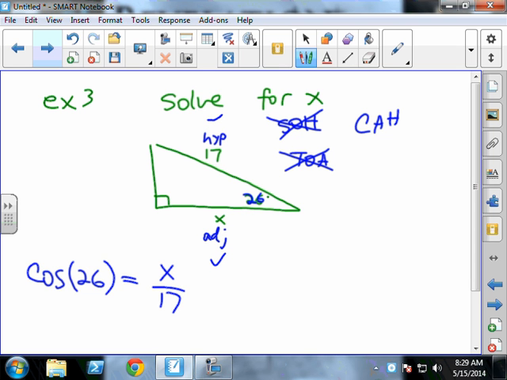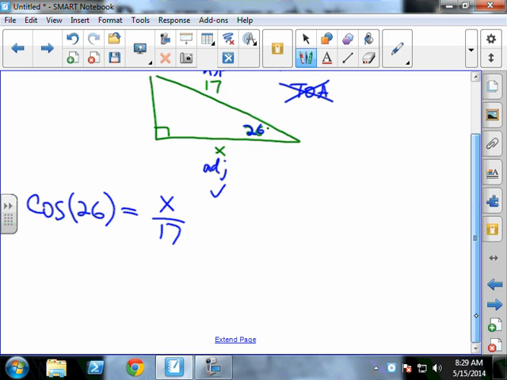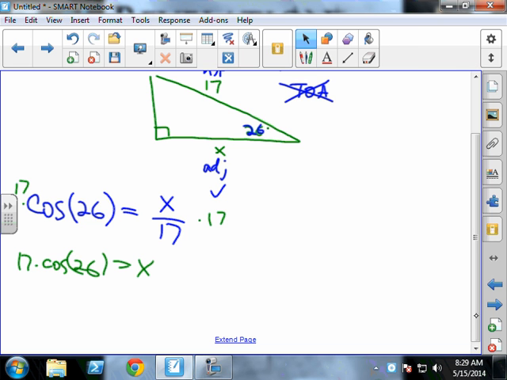A lot of people drop the ball when they go to solve these. It's really not that difficult. All you do is multiply by 17 on both sides. 17 times the cosine of 26. The problem is people don't know how to use their calculators, and don't know how to solve equations.